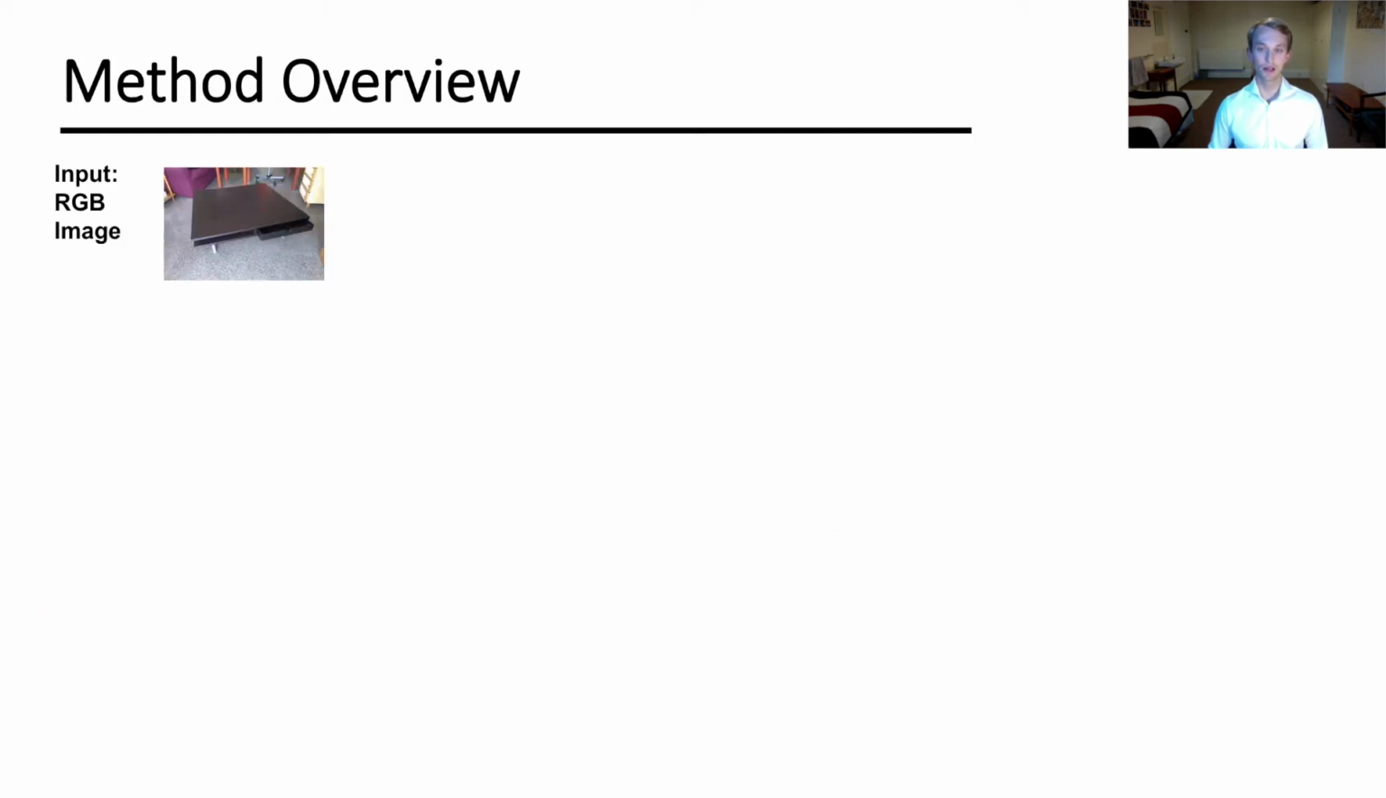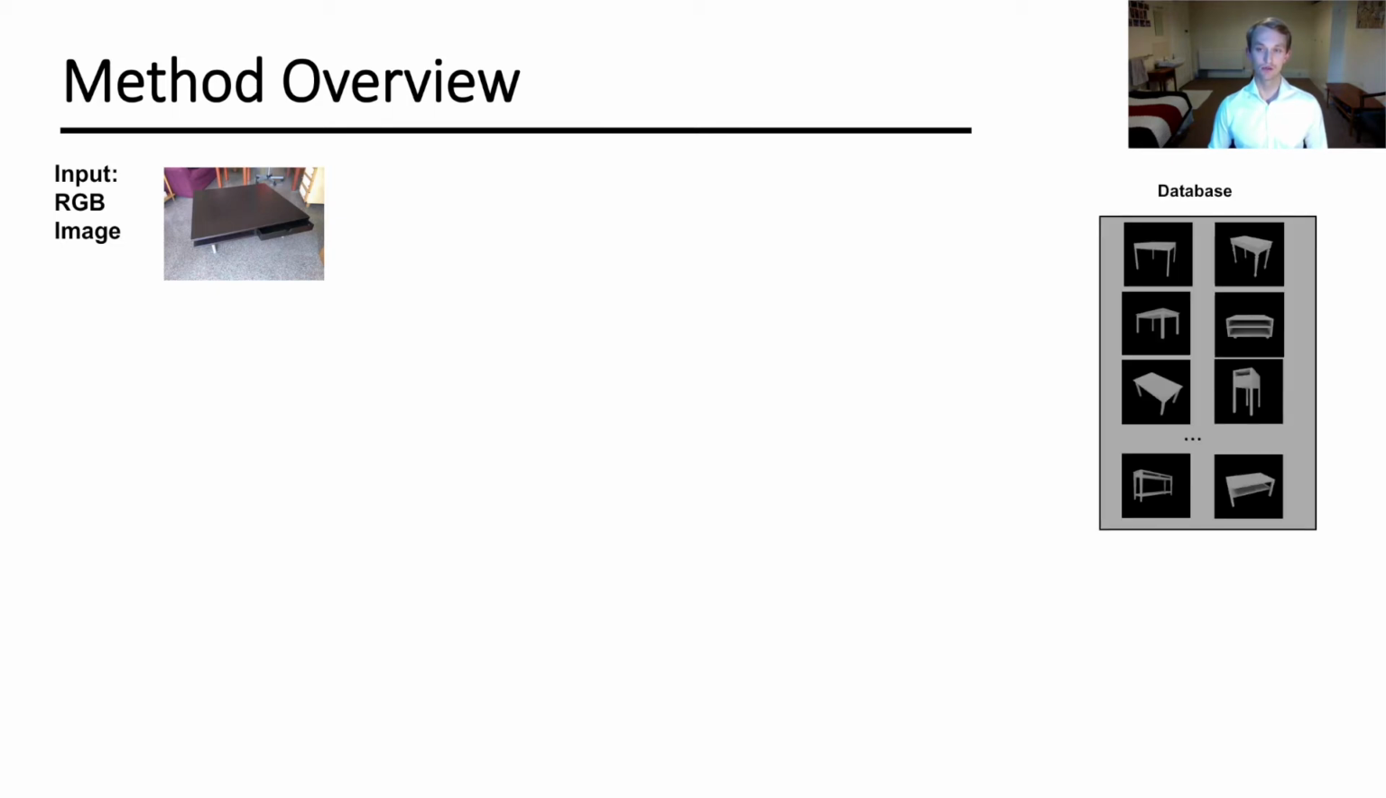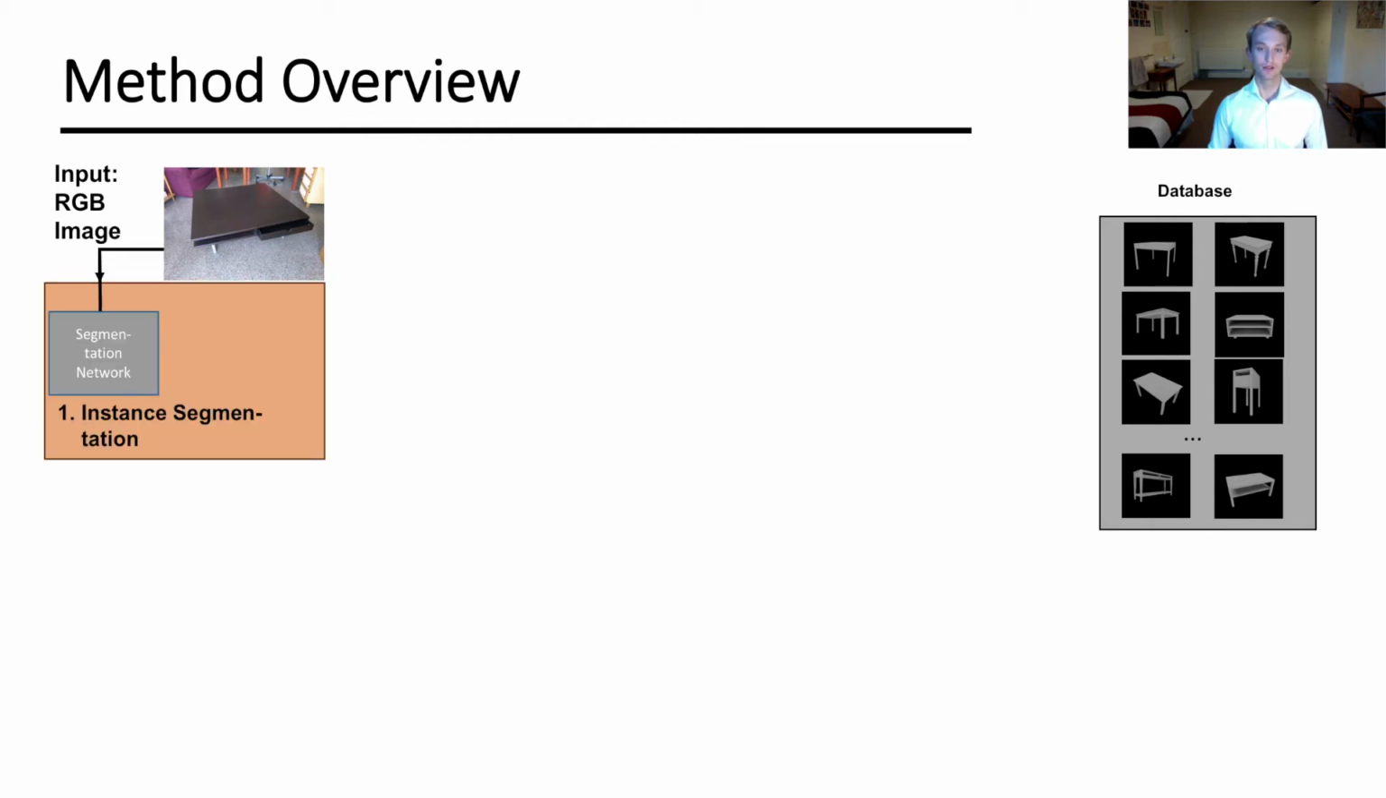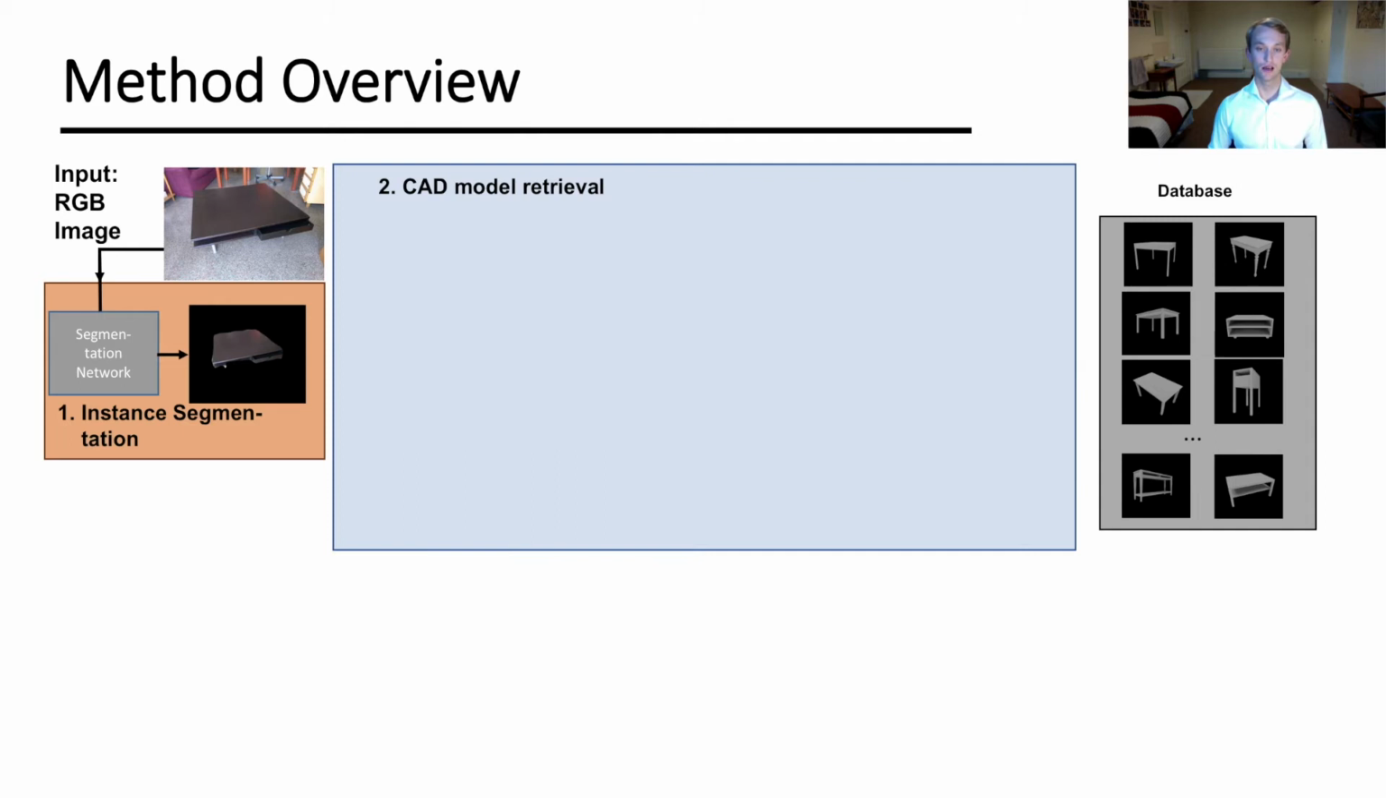The input to our model is an RGB image. We also have a database of CAD models, which we render from different orientations. The RGB image is fed into a segmentation network to produce segmentation masks of the objects observed in the image. Each of the masked objects is the input to an encoding network.